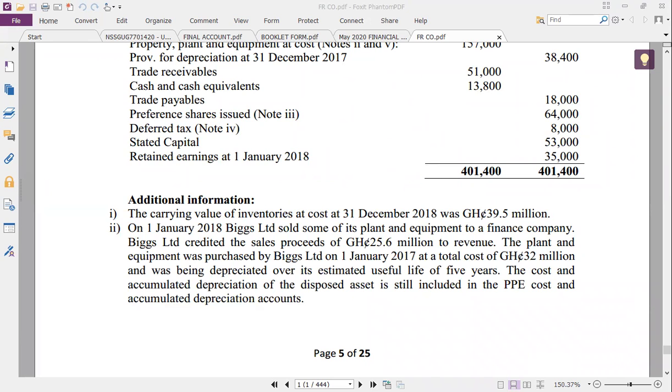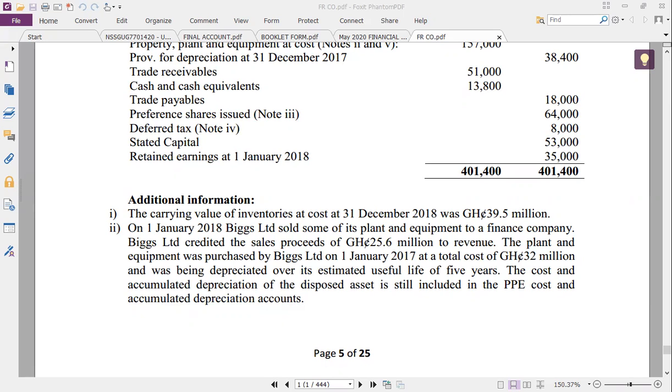Sale and lease back transaction. Good. Sale and lease back transaction. So the revenue, we have to take off that amount from the revenue. That is it. You have to take that amount from revenue, so that we are not going to classify that as sales.